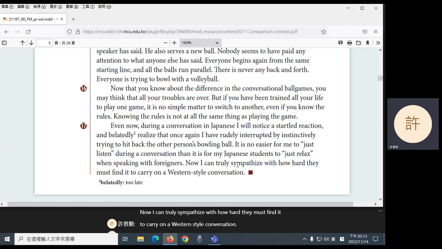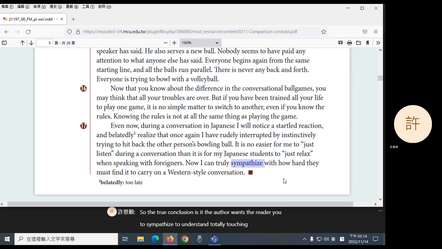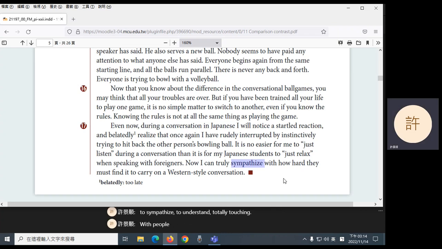So the true conclusion is the author wants the reader, you, to sympathize, to understand, 同理同情, with people who face this problem. They learn how to have conversations one way, but now they have to use another way. Even if we can't change our instincts about conversation, we can at least be sympathetic and considerate of other people's situations.